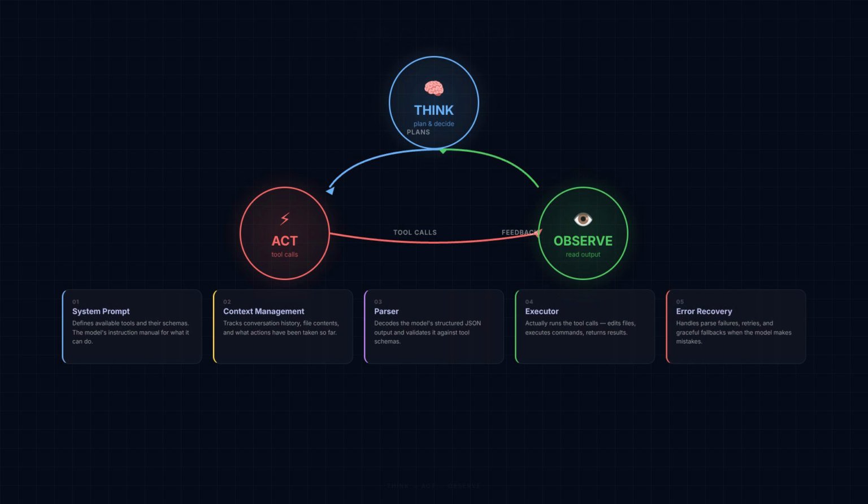A practical agent needs 5 pieces around the model: a system prompt that defines the rules, context management, a parser for structured output, a tool executor, and error recovery. Without those pieces, the model is just a chatbot with a longer prompt.